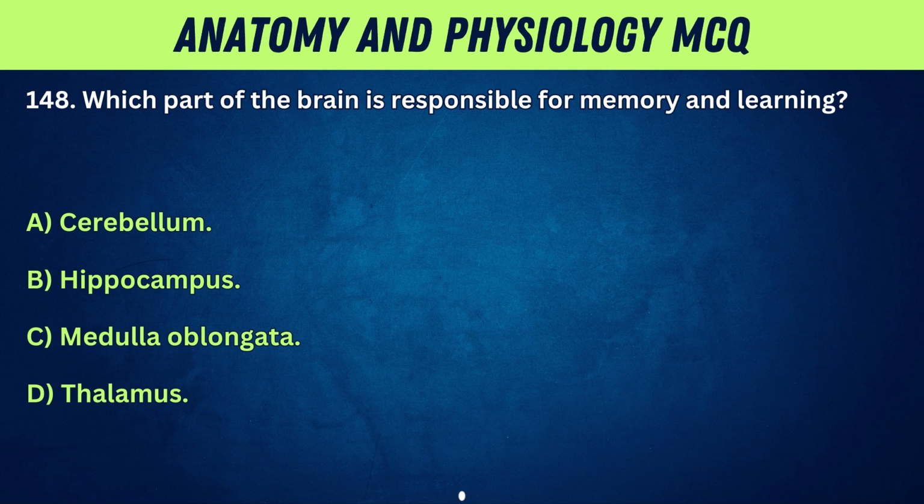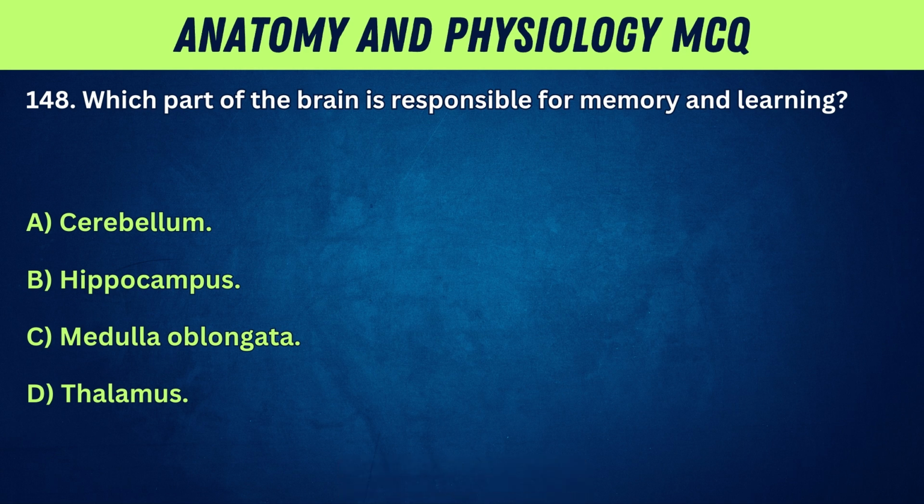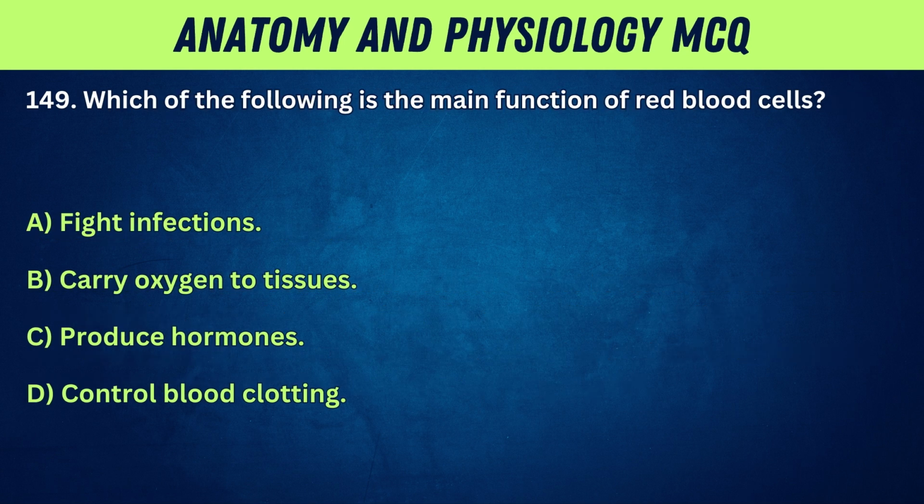148. Which part of the brain is responsible for memory and learning? A. Cerebellum. B. Hippocampus. C. Medulla oblongata. D. Thalamus. Answer: B. Hippocampus. Rationale: the hippocampus is critical for the formation and retrieval of memories, as well as learning. The cerebellum coordinates movement and balance, the medulla oblongata regulates autonomic functions, and the thalamus relays sensory signals.